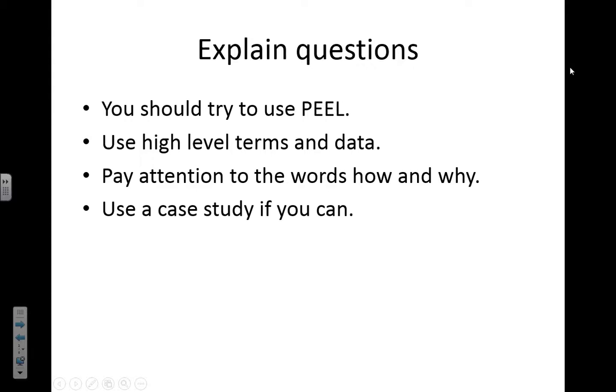So explain questions are actually really simple. They're quite nice and easy to divide up. They're the sorts of questions you've been practicing to do since you were in year 7. The point evidence explain link structure should be something that you can do quite easily by this point.